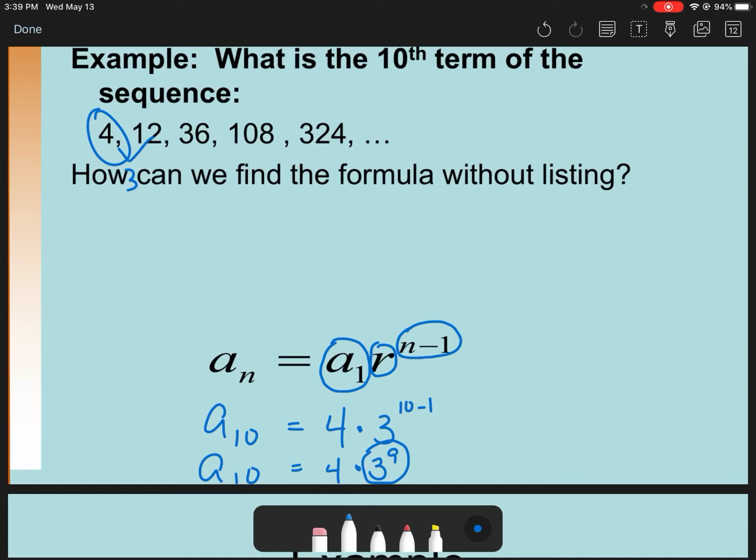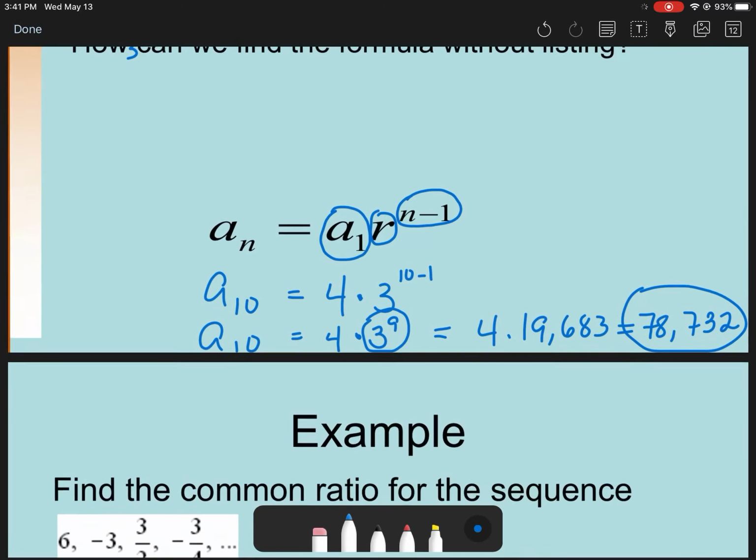I'm just using the calculator. I'm going to raise 3 to the 9th power, which is 19,683. And then I'm multiplying that by 4. So 4 times, I'm just going to write this out for the purpose of you being able to refer back to it. Okay, multiply that times 4, and we get 78,732. And that's your answer. Okay.